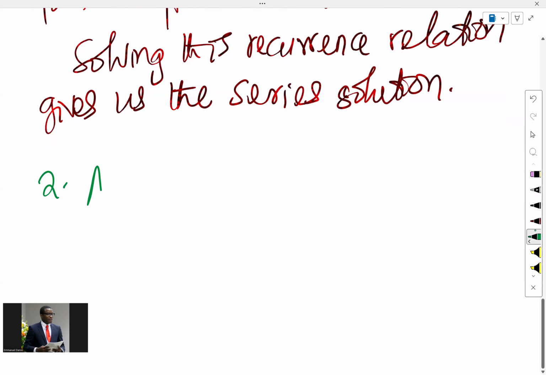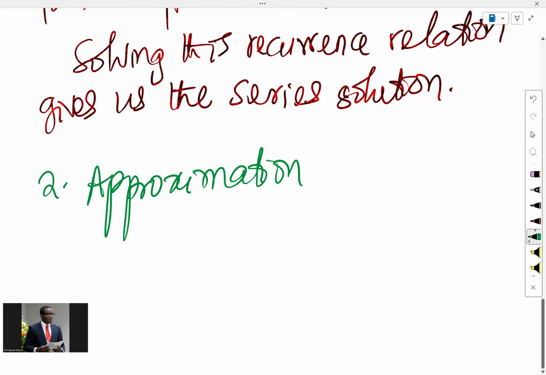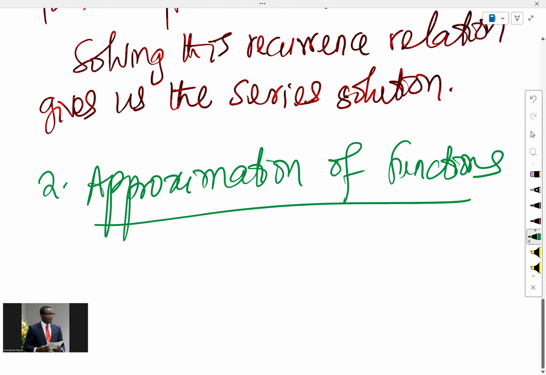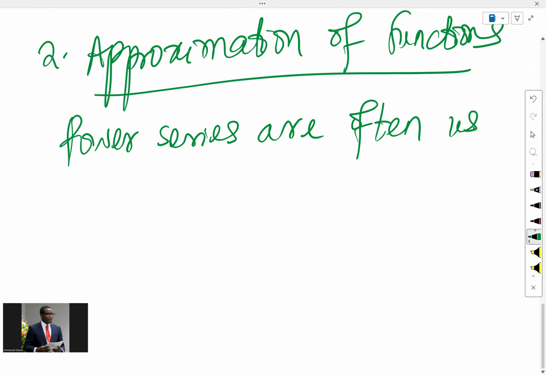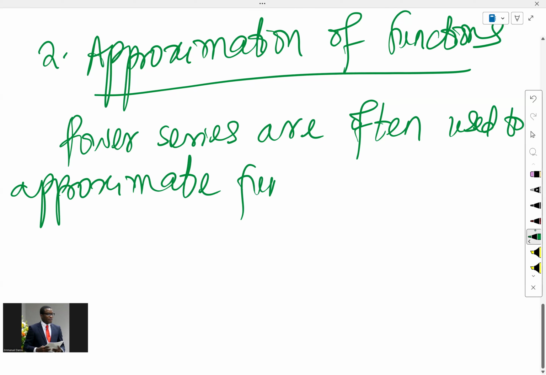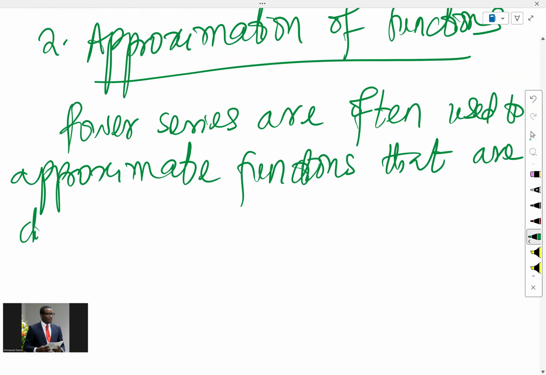So next we can talk about approximation of functions. You can approximate functions using power series. That's what this is about. Power series are often used to approximate functions that are difficult to handle analytically.